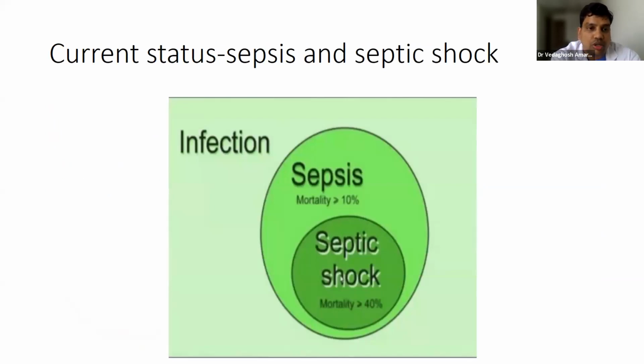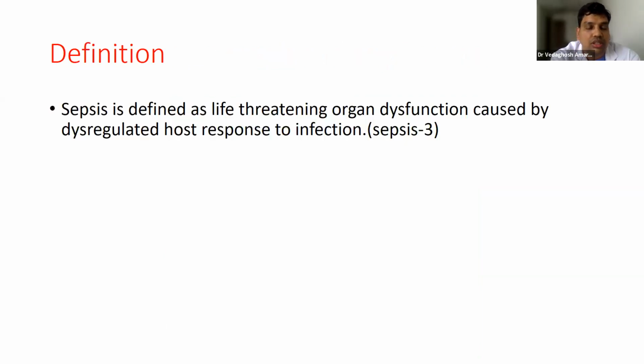So what are the things you have to remember about the current status? There are only three terminologies: infection, sepsis, and septic shock. As we know, infection is an invasion of a sterile environment by microorganisms. And what are sepsis and septic shock? Sepsis is defined as a life-threatening organ dysfunction caused by a dysregulated host response to infection. Whenever the body responds to an infection, there will be a release of pro- and anti-inflammatory cytokines and other inflammatory markers.